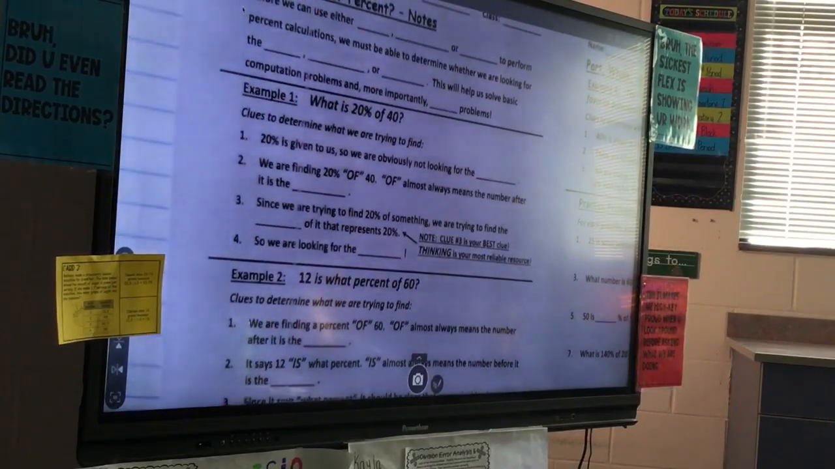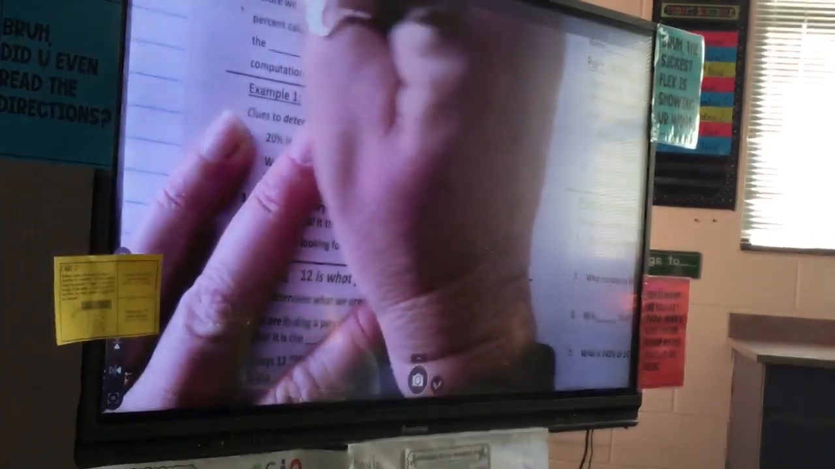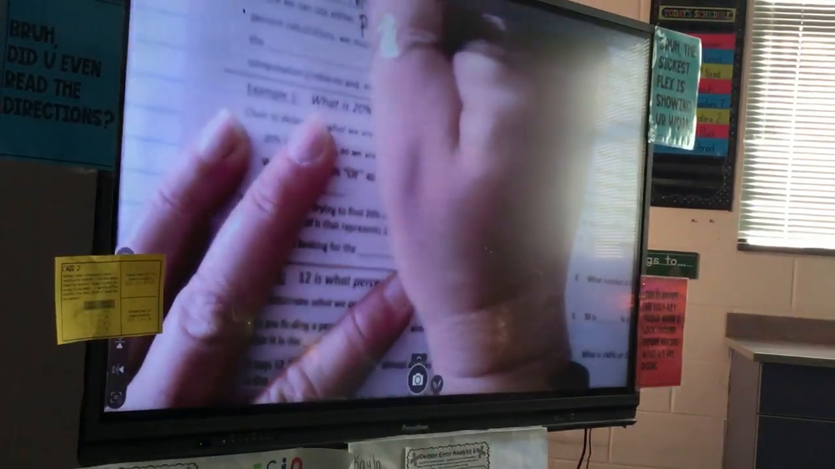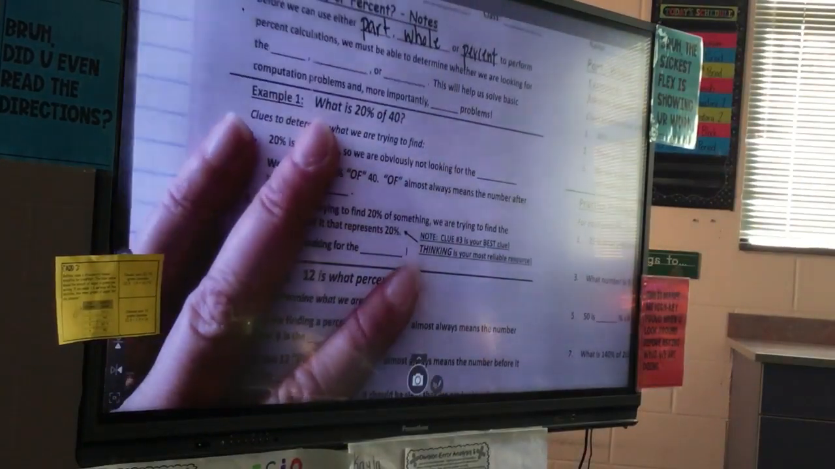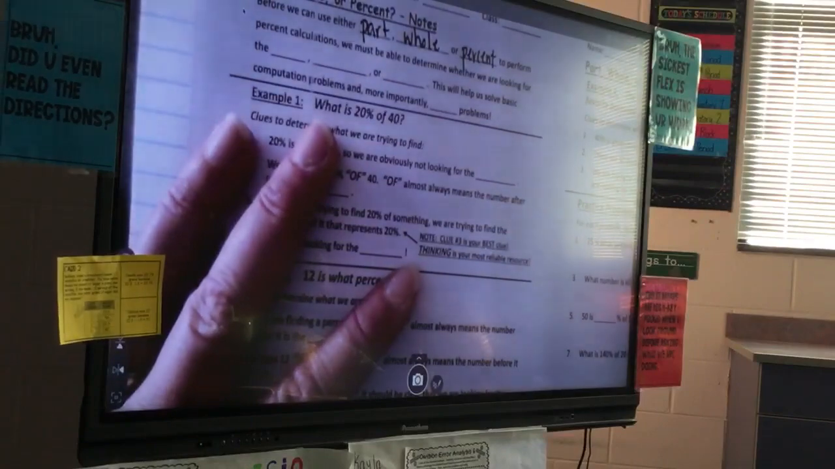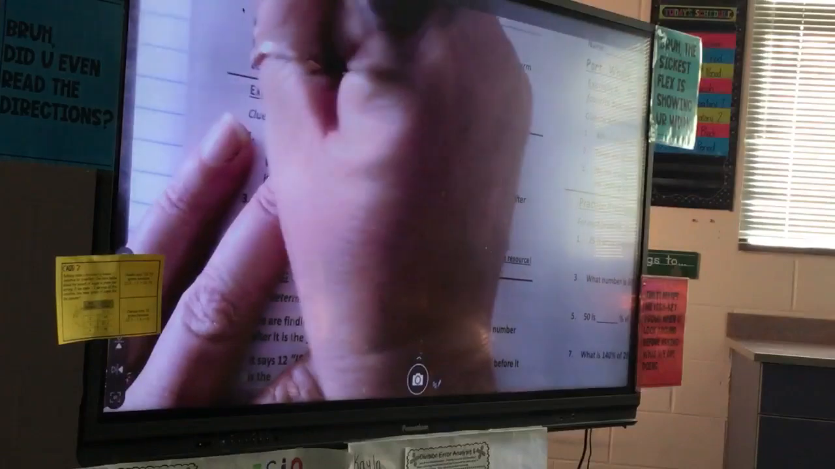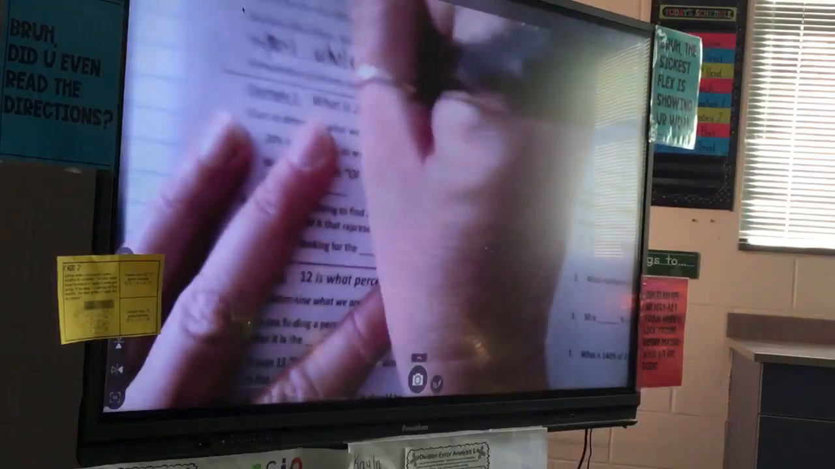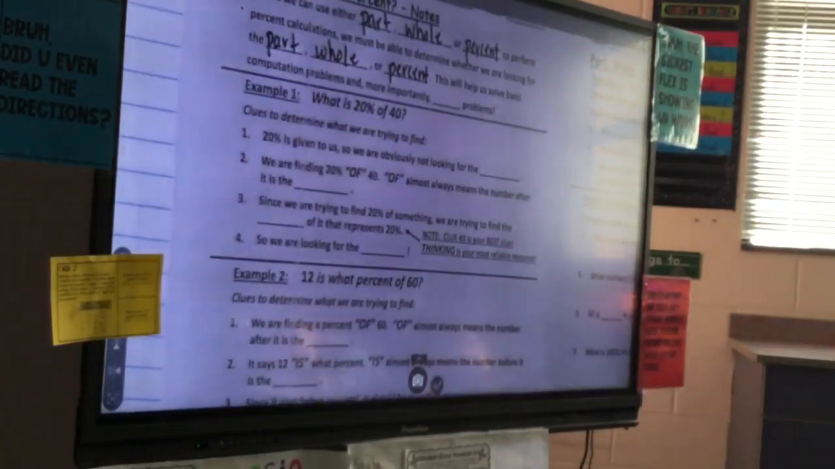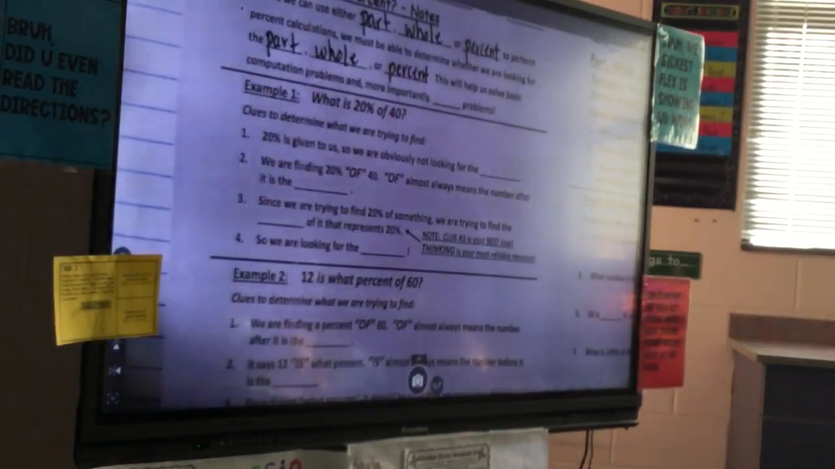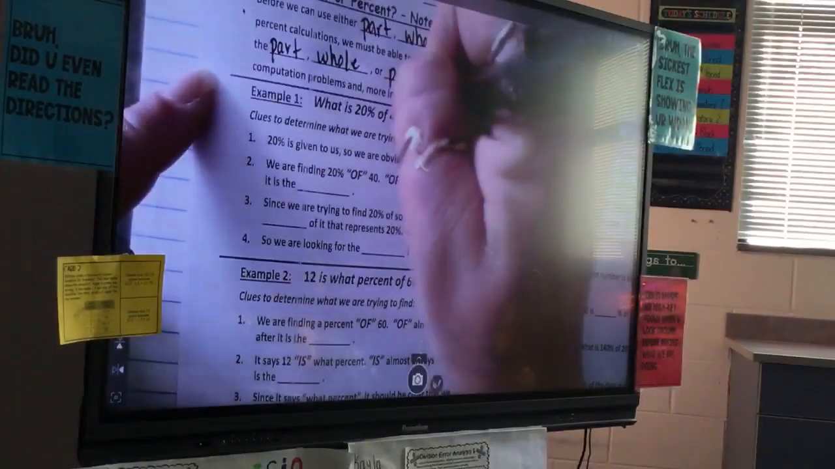All right, so before we can use either the part, the whole, or the percent to perform percent calculations, we must be able to determine whether we are looking for the part, the whole, or the percent. This will help us solve basic computation problems and, more importantly, word problems.